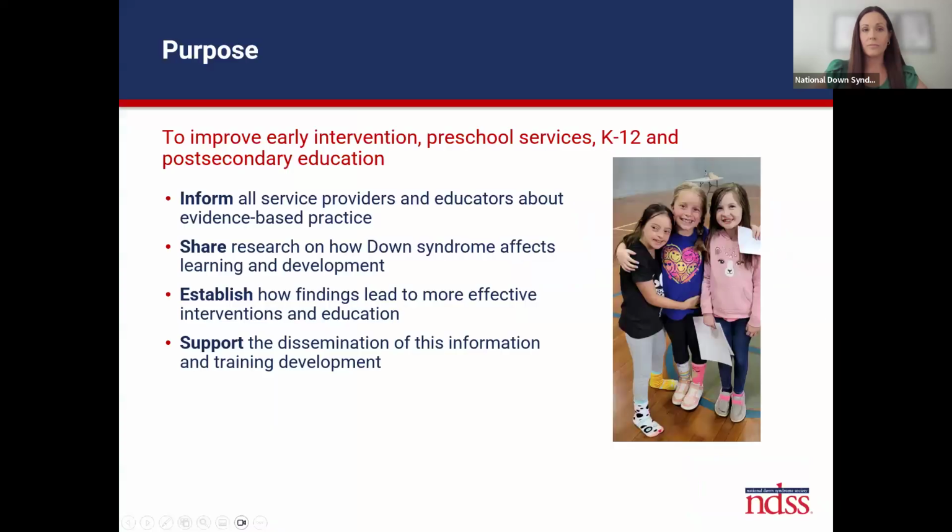The guidelines were developed in conjunction with Down Syndrome International and Dr. Sue Buckley to improve early intervention, preschool services, K-12, and post-secondary education. We wanted to make sure that all service providers and educators were informed on these evidence-based practices and share how individuals with Down syndrome have a specific set of traits that affect their learning and development.